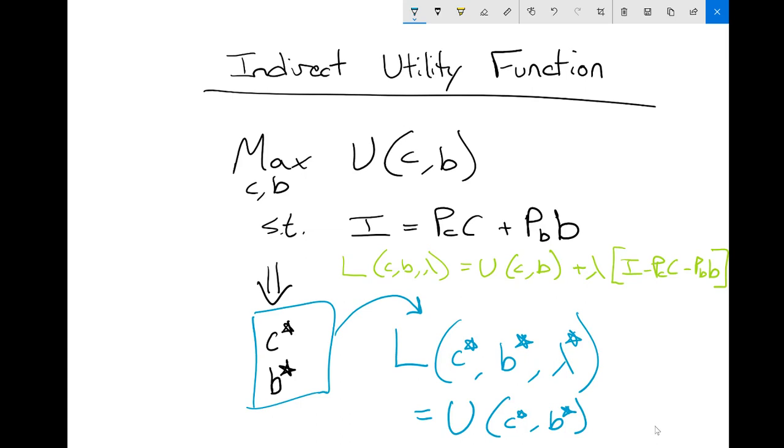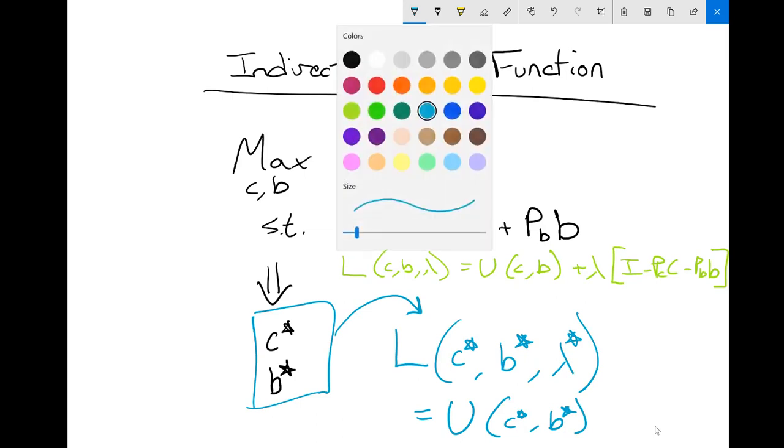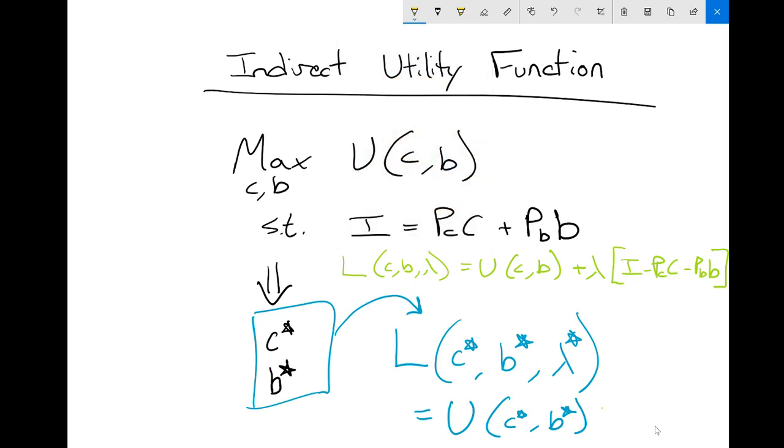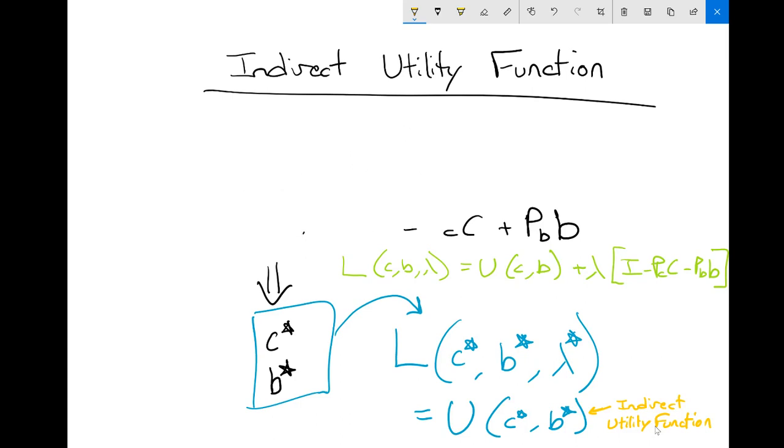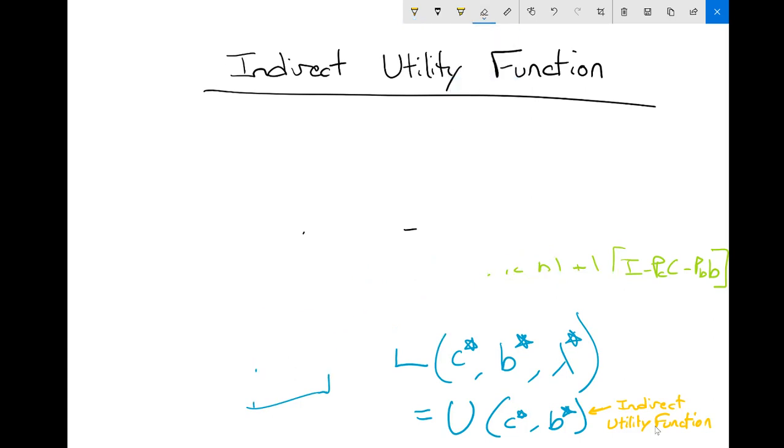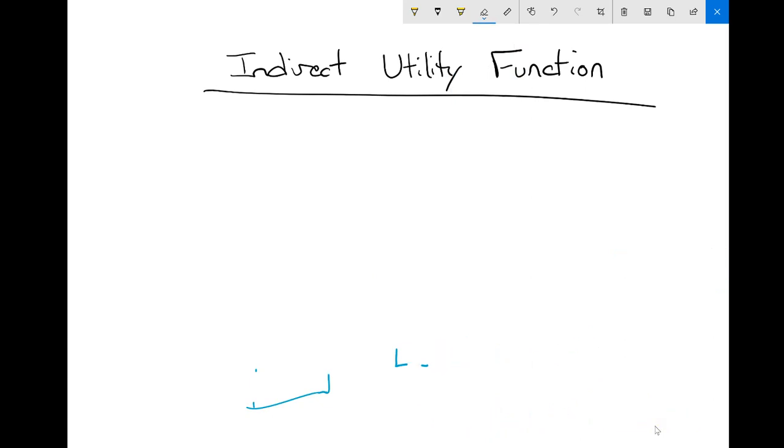And this is the utility function at its optimal, and we're going to call this the indirect utility function. That is, it is the utility function at its maximum point. All right, so that's what I want to look at today. So I'm just going to get rid of some of this other stuff, and then we'll get right into it. Okay, so we're going to look at this indirect utility function.